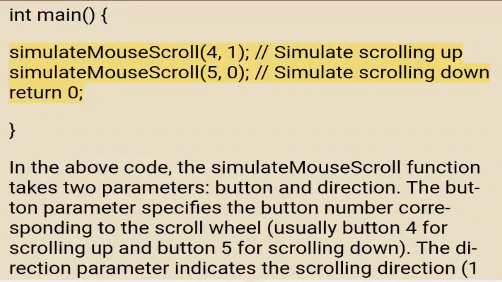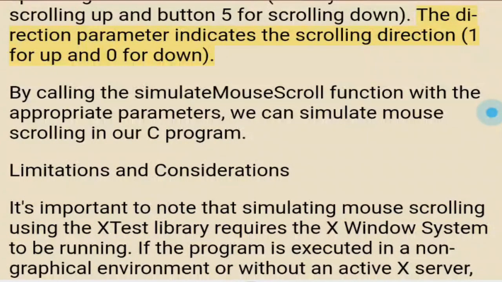return 0; } In the above code, the simulate_mouse_scroll function takes two parameters, button and direction. The button parameter specifies the button number corresponding to the scroll wheel, usually button 4 for scrolling up and button 5 for scrolling down. The direction parameter indicates the scrolling direction, 1 for up and 0 for down. By calling the simulate_mouse_scroll function with the appropriate parameters, we can simulate mouse scrolling in our C program.